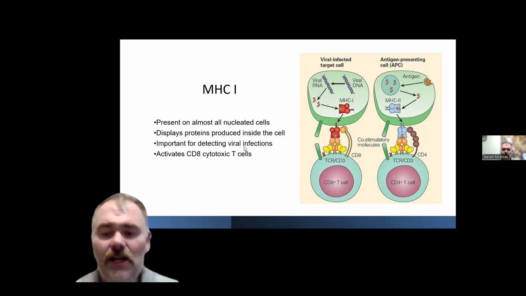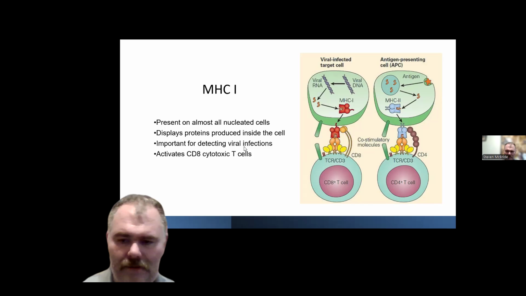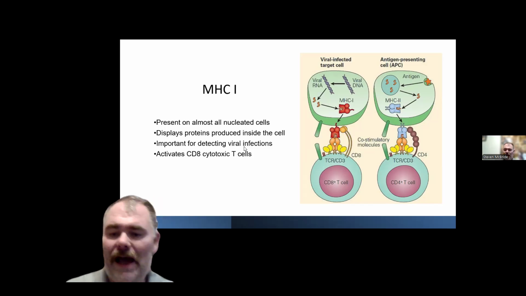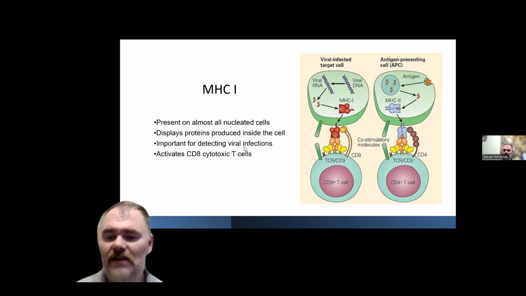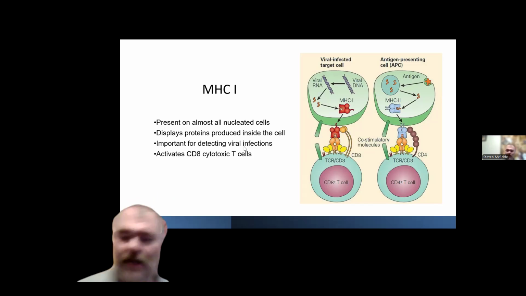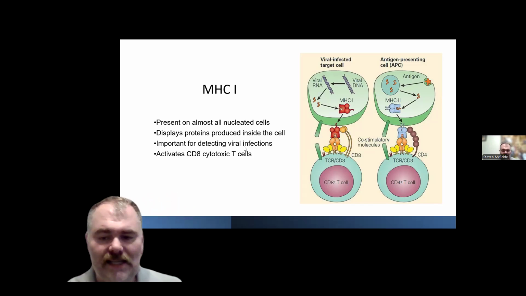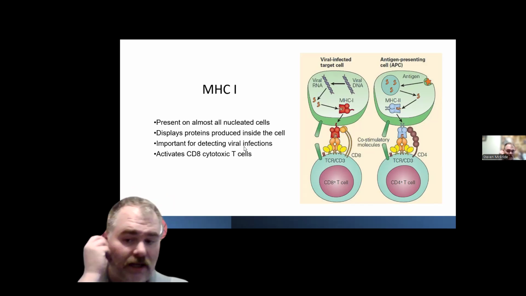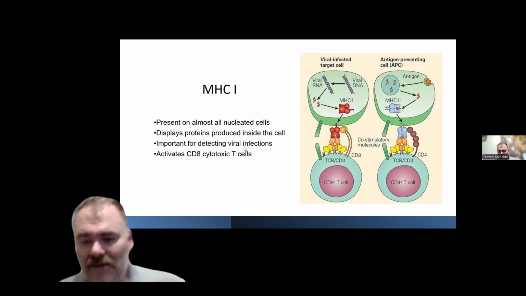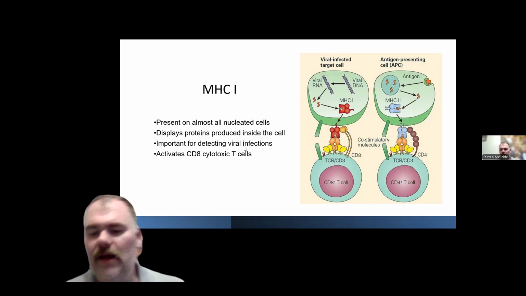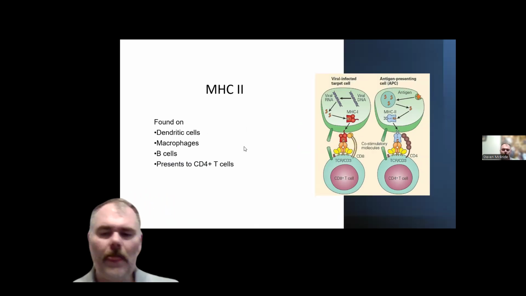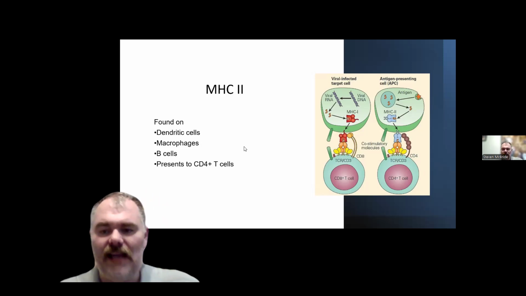MHC1 displays peptides derived from proteins produced inside the cell. Under normal conditions, these peptides come from the cell's own proteins. However, if the cell is infected by a virus, viral peptides will also appear on MHC1 molecules. Cytotoxic T cells, also called CD8 positive T cells or CD8 plus T cells, continuously monitor MHC1 molecules. When they detect foreign peptides displayed on MHC1, they recognize that the cell is infected and may need to be destroyed. The second major class is MHC class 2.